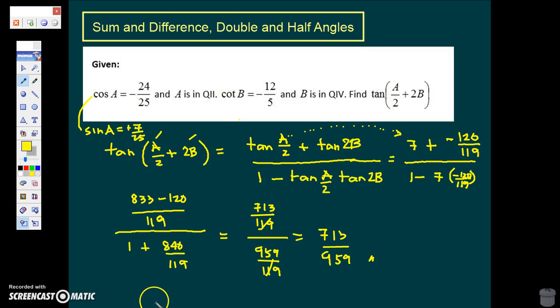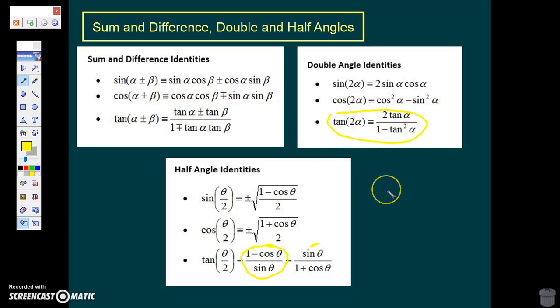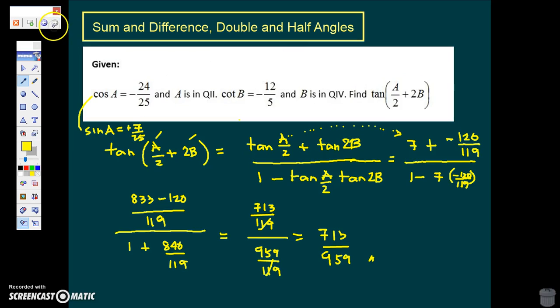Okay. So just remember that to use the formulas correctly, especially if there is a case where you have to determine which of the signs to use, it depends on the condition of where your angle is located.